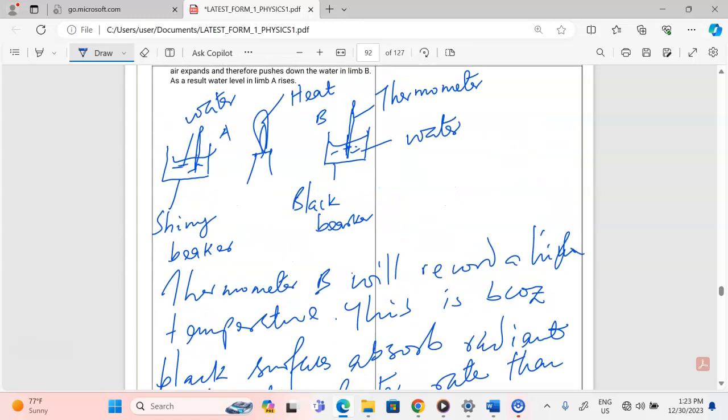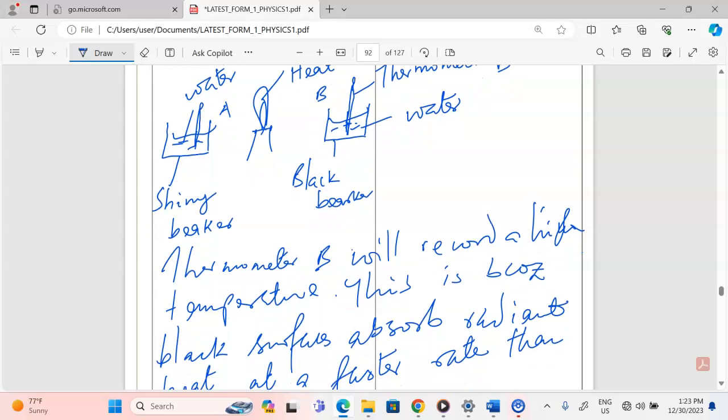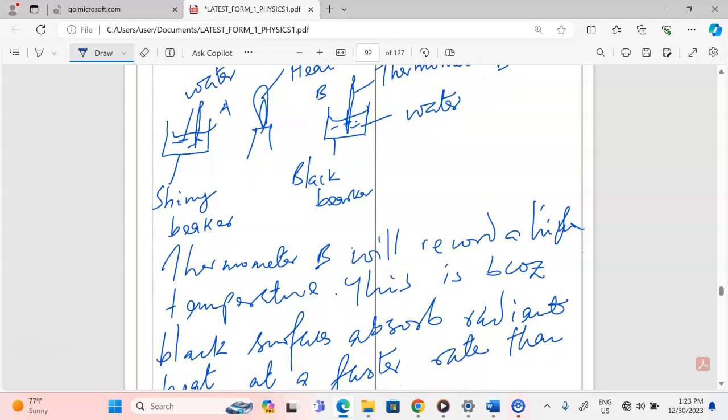Therefore, the shiny beaker, even though it will still absorb radiant heat, will do so at a slower rate than the black one, which absorbs very fast. Therefore, the thermometer in B is going to record a higher temperature, and such other questions. So you should know that where radiant heat is involved, the rates of absorption are different, the rates of emission are different, with black or dull or dark surfaces being better absorbers and also better emitters than shiny or highly polished surfaces.